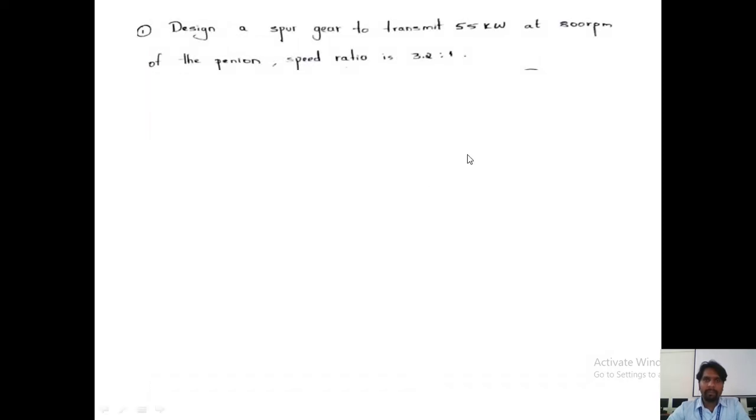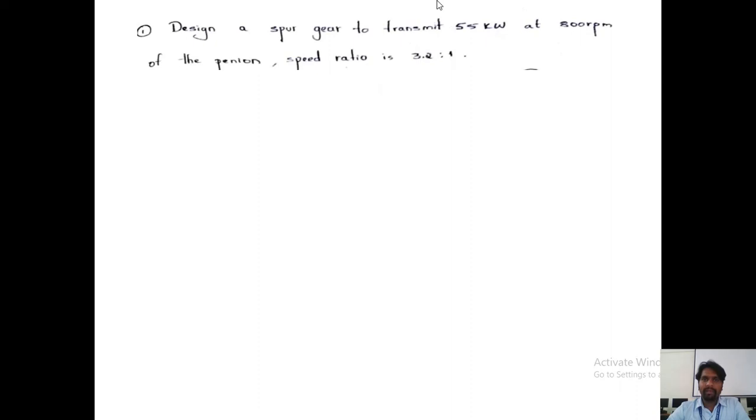Let me start with the simple problem on the spur gear. Design a spur gear to transmit 55 kilowatt at 800 rpm of the pinion. Speed ratio is 3.2:1.